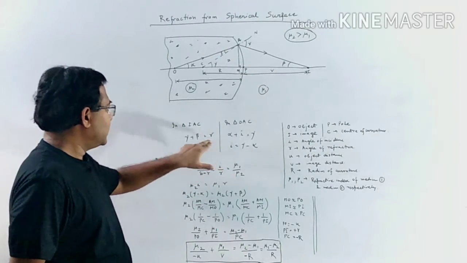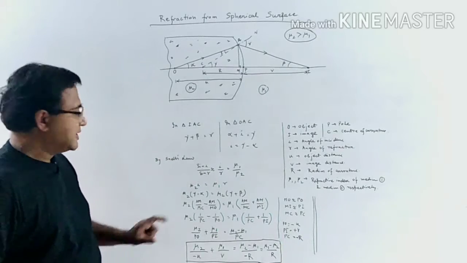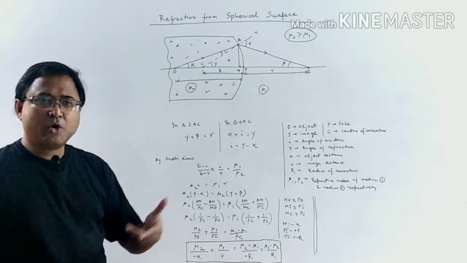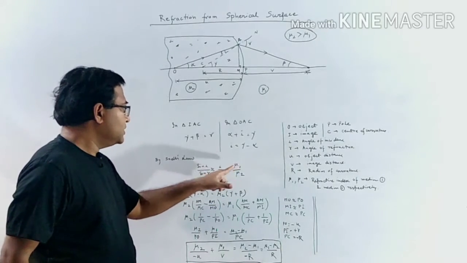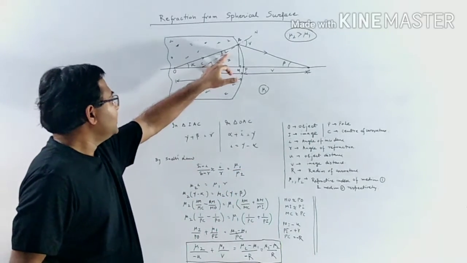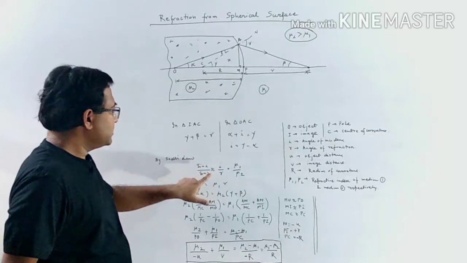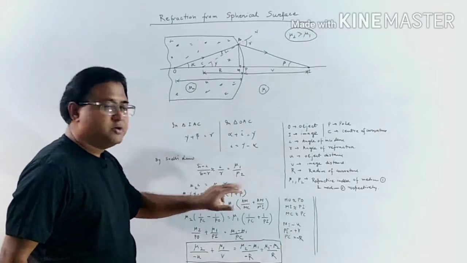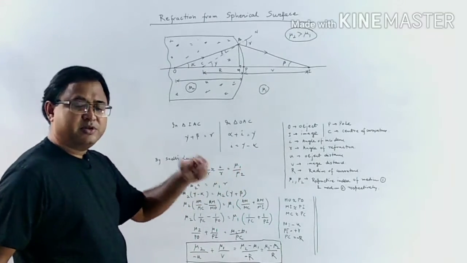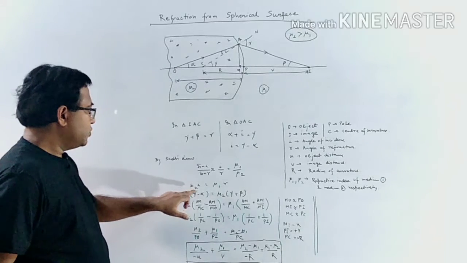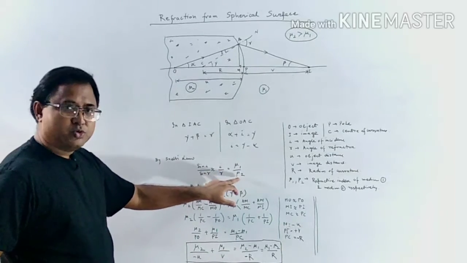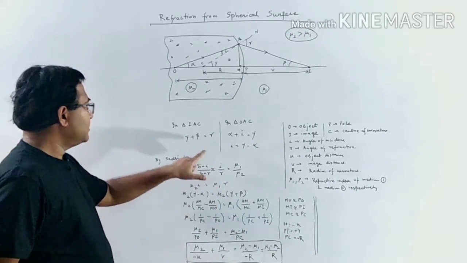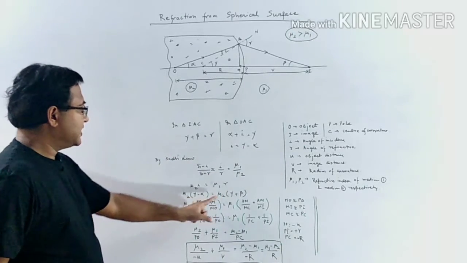So we get I and R, and by Snell's law we know sin I by sin R, which is approximately equal to I by R, because I and R are very small. Here mu is equal to mu1 by mu2 because I is in the denser medium. So sin I by sin R is equal to mu1 by mu2, so I by R is equal to mu1 by mu2. Here is the difference between the previous case and this case. From this we can cross multiply and we get I into mu2 is equal to R into mu1. Putting the values of I and R in this equation, we get this.